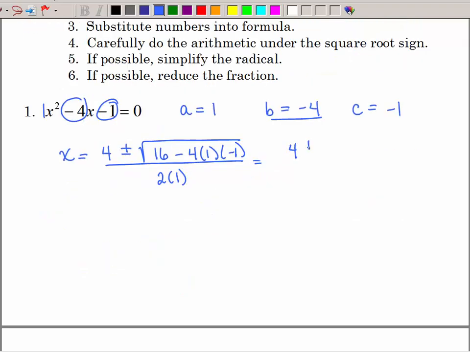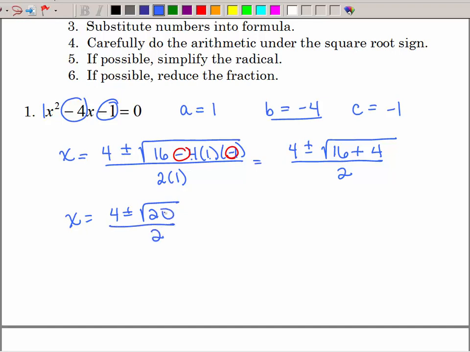So I have 4 plus or minus the square root of. Now here, this is where you want to count your negatives. You have two negatives, which is going to make a positive. So we're going to have 16 plus 4 times 1 is 4, over, of course, 2. So 4 plus or minus the square root of 20 over 2. So notice I've done the arithmetic under the square root sign. That took a while. Now I have to simplify the square root if possible. And yes, I can. Remember, 20 is 4 times 5, so the square root of 4 is 2.